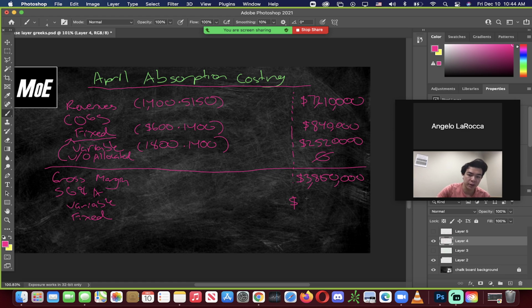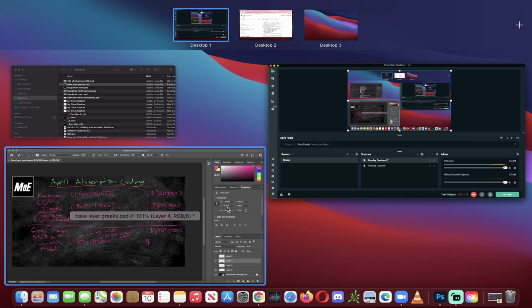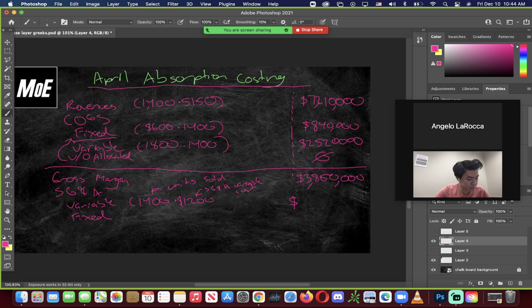Right, so that variable cost is going to be 1,400, which is units sold, divided by 1,200, which is SG&A variable costs. I'm just going to make sure my recording's working. It is recording, that is good. Then we get 168,000, and then the fixed is 420. And then we're going to do this. Boom! That is the net income. Let's get it. Woohoo!